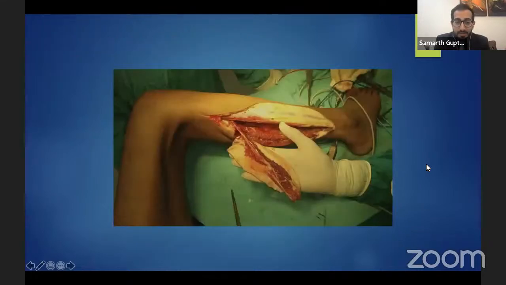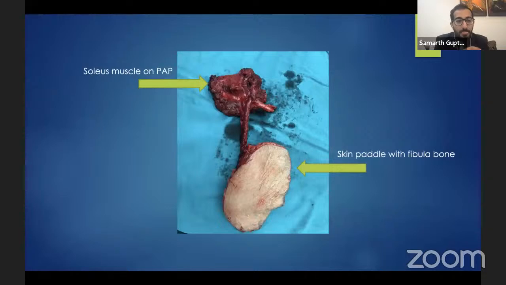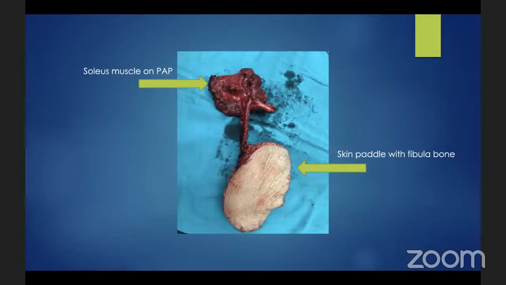Once the bone is harvested along with the skin and muscle, it looks something like this. Now you can see in this figure that the surgeon is holding this flap with the bone, the skin paddle, and the neurovascular pedicle that's going to the upper portion of the leg.